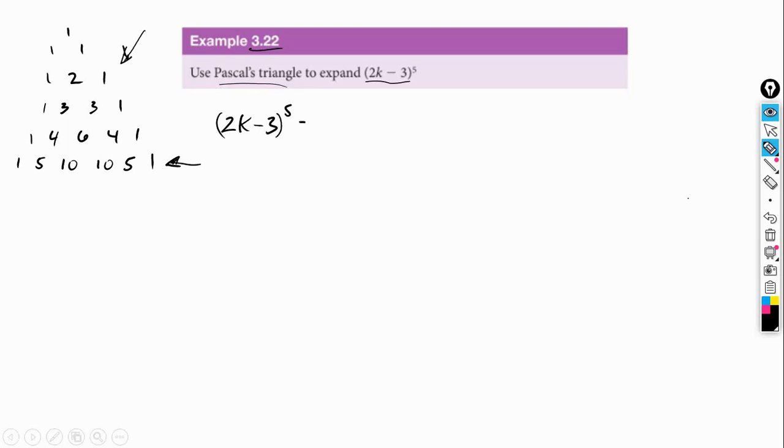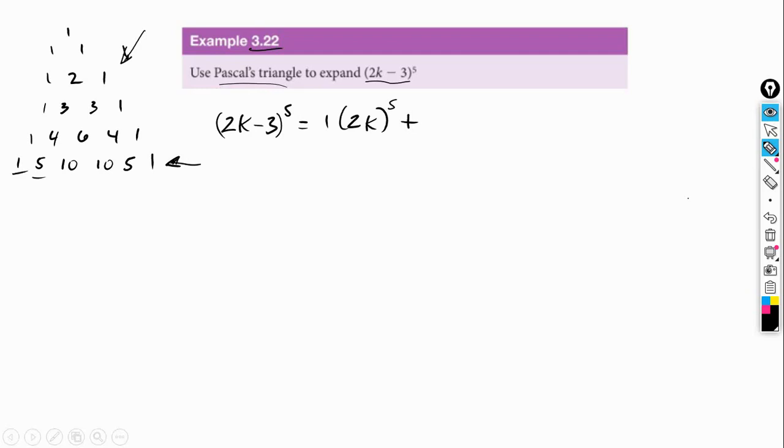What we do is write the first coefficient, which is 1, and remember that we start with the first term, which is 2k, the term to the left. So 2k is going to be to the power of 5. Negative 3 is going to be to the power of 0, so we don't write that. Then we go plus the next coefficient.